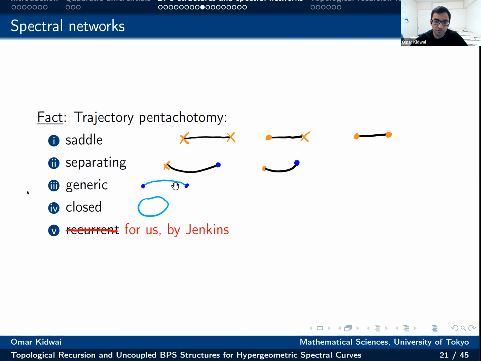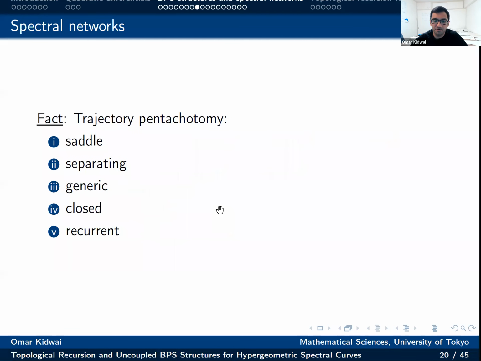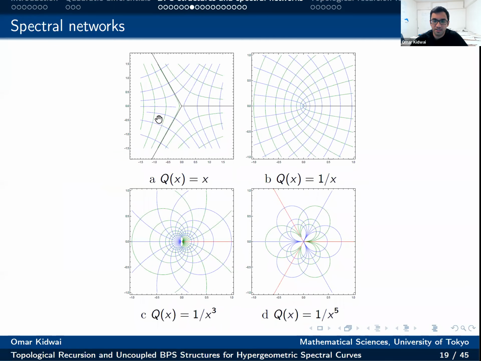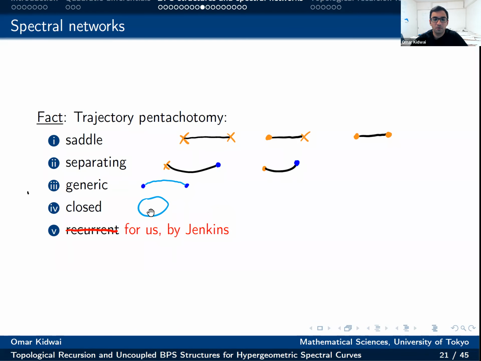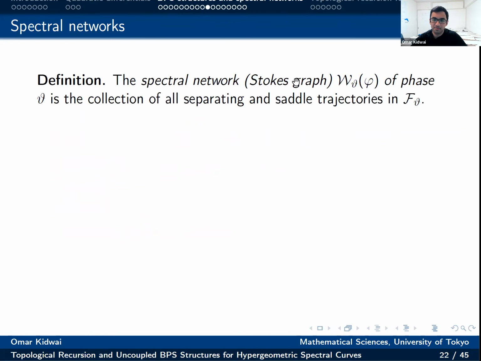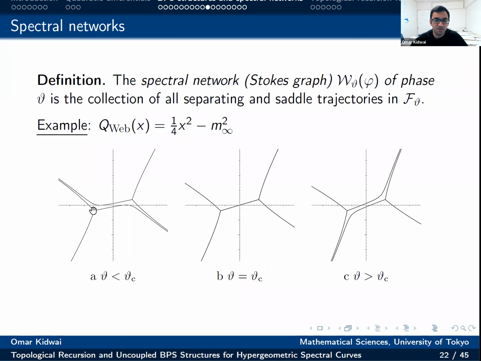They just go from pole to pole, as you saw probably in the previous images. Most of these are generics, and I've singled out here the ones coming from the turning point. And then there's one more possibility, which is closed trajectories, which you also saw. So there are 5 possibilities, four of which occur for us. Then we can define the spectral network, or the Stokes graph of phase phi, which is the collection of all the separating and saddle trajectories. I throw away most of the trajectories and just keep the ones coming from a turning point.